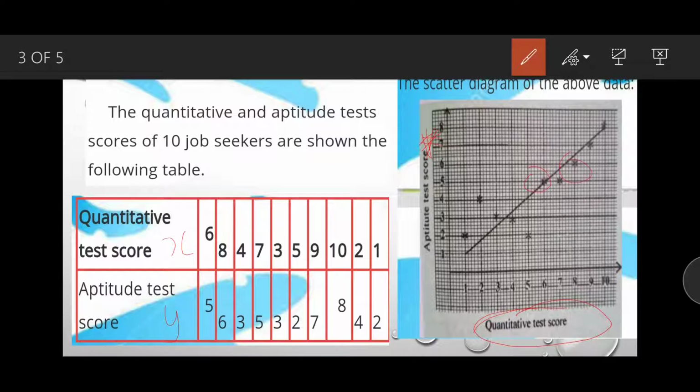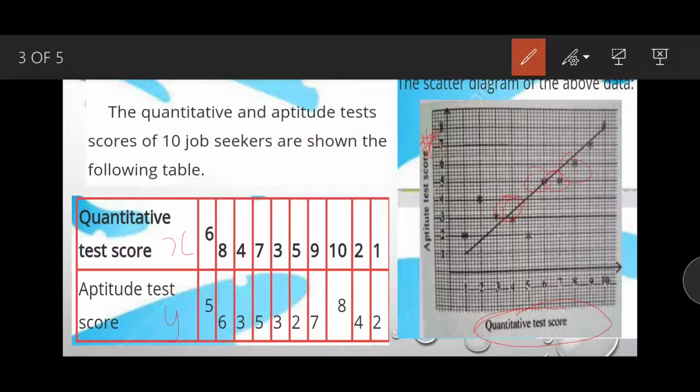I will just show you a few of them. When x is 4, y is 3, and that's the value you have here. When x is 7, y is 5, and that is the one that we have there. So that's how we are going to plot all the points until we get to the 10th column. There are 10 columns there. Okay, good. So let's move ahead.